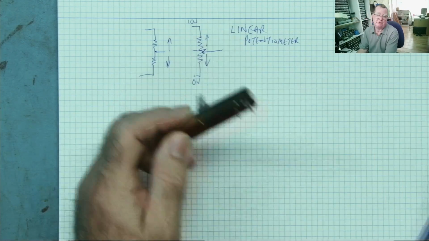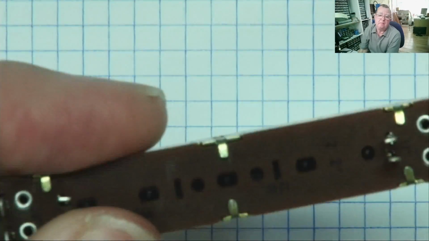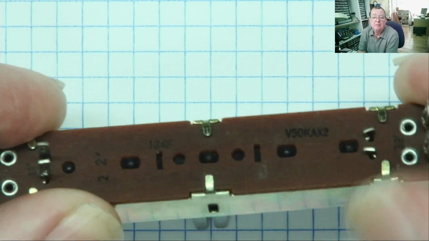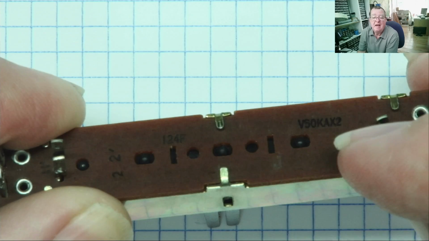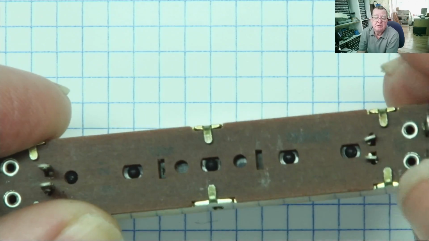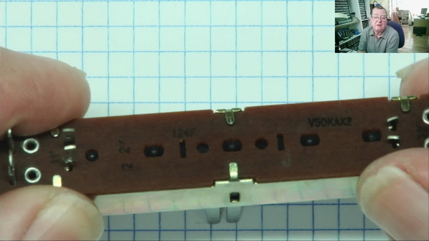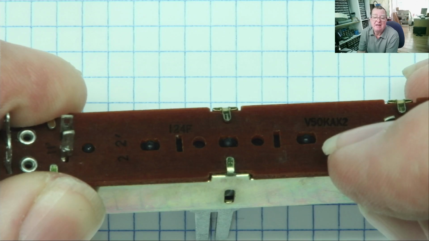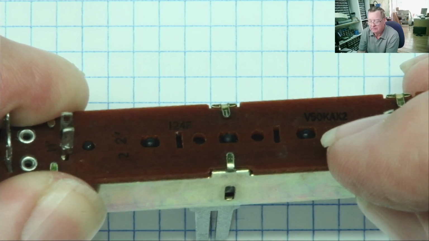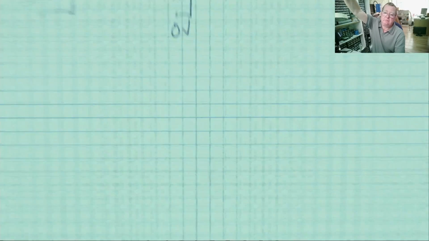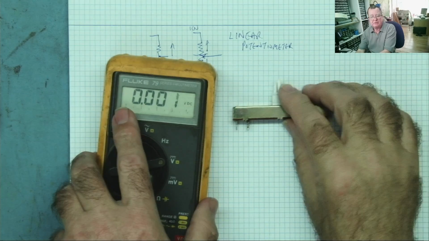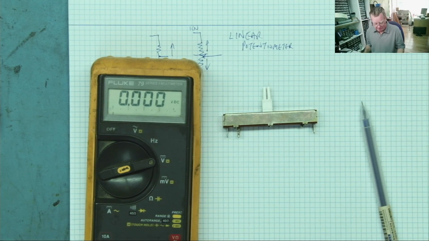But this one isn't. I showed you all clearly the markings on this one. V50K, that's 50K, AX2. The X2 tells me it's a double gang, but we're only using one, that's not relevant. But the A tells me that this is a logarithmic potentiometer. Okay. So with a logarithmic potentiometer, it doesn't vary the resistance evenly. It does it on a logarithmic scale.